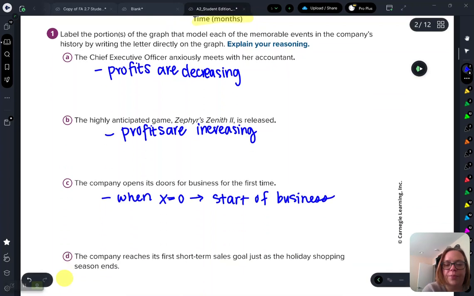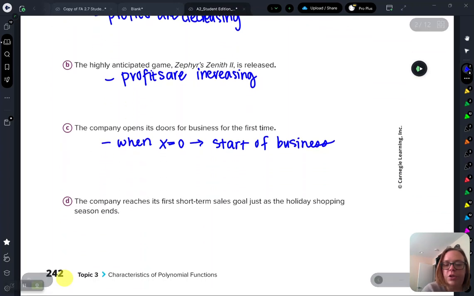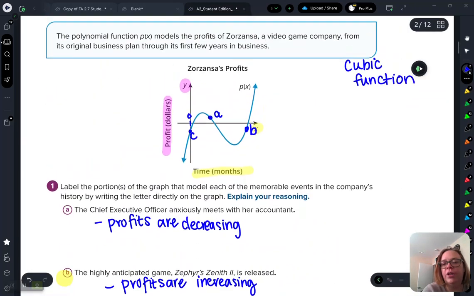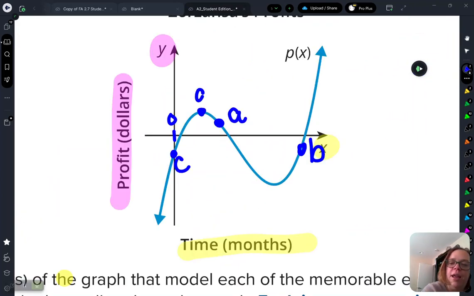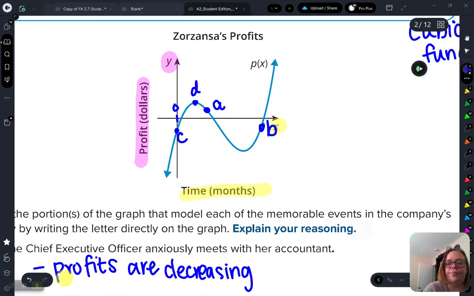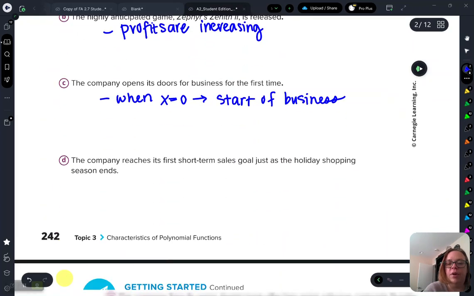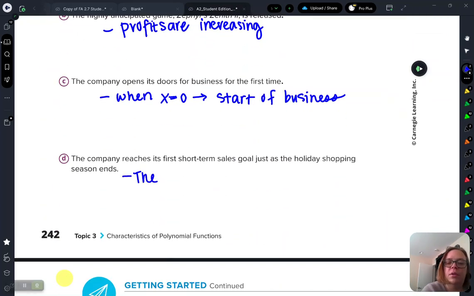Something like that. The company reaches its first short-term sales goal just as the holiday shopping ends. We're definitely going to look at the top of the little hill there. Yay, they reach a goal after the holiday shopping ends, but then after holiday shopping ends, they go back down. They're decreasing. Okay, so I would say it's the relative maximum, which is before it starts to get bad again, right?